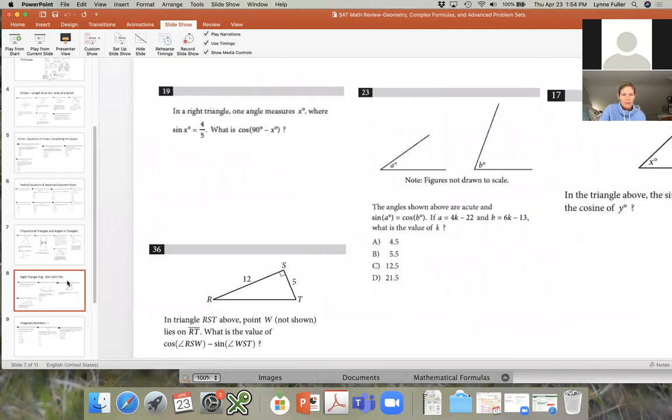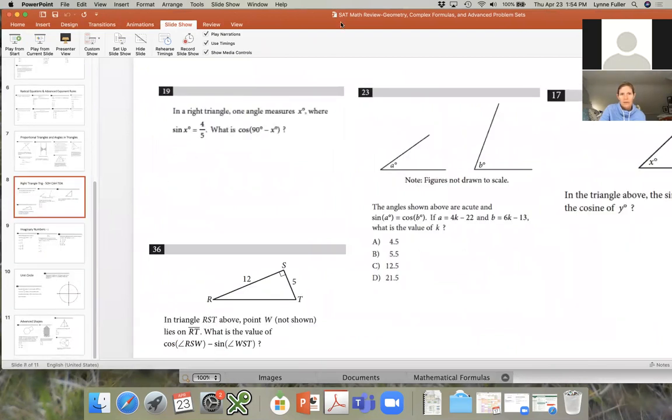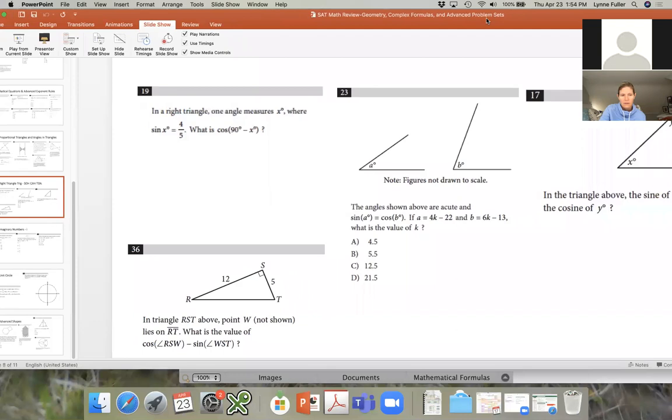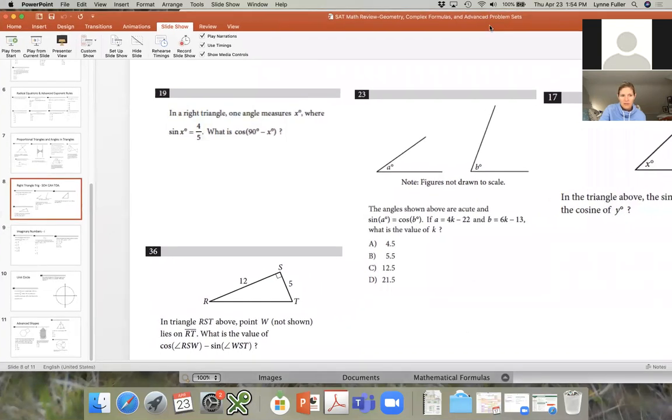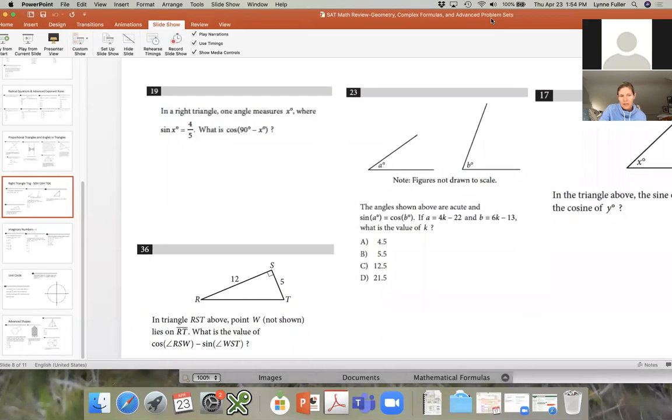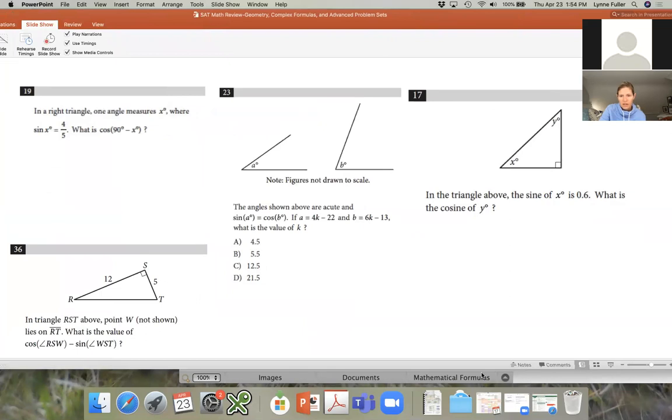I have a couple more slides, and I don't want to go over a crazy amount of time, but I want to give you as much as possible here. So I'm going to talk quickly about SOHCAHTOA. And then I want to spend some time on imaginary numbers, unit circle, and advanced shapes.